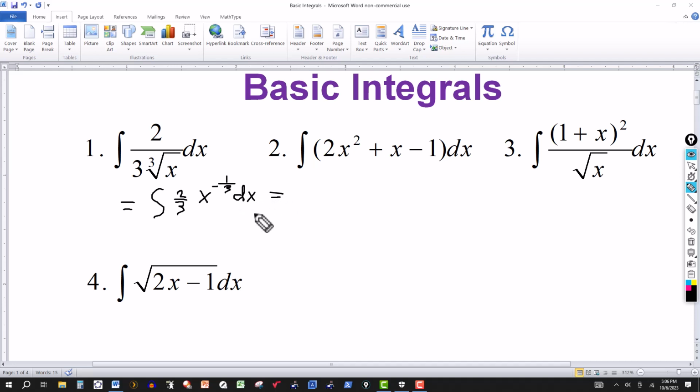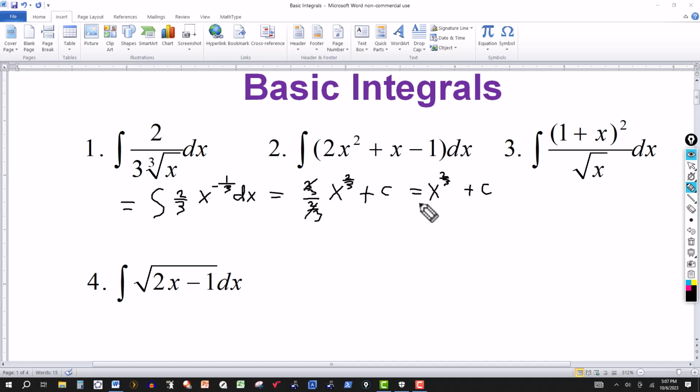And then we just follow the power rule for integration. We add 1 to the negative 1/3. So it's 1 minus 1/3. This is going to be 2/3. And then you divide the coefficient, which is 2/3, by that value we got. So this is going to be 2/3 divided by 2/3. That's going to cancel, plus the constant of integration. And then continue with the simplification, because this cancels out. So I get x to the 2/3 plus the constant of integration.